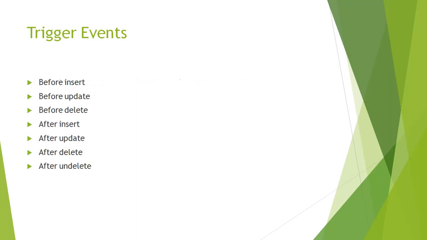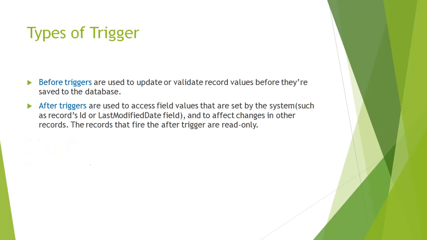And what are the events we have in triggers? One is before insert, before update, before delete, after insert, after update, after delete, and after undelete. These are the trigger events. What types of triggers do we have? We have two types of triggers in Salesforce. One is before triggers, another one is after triggers.